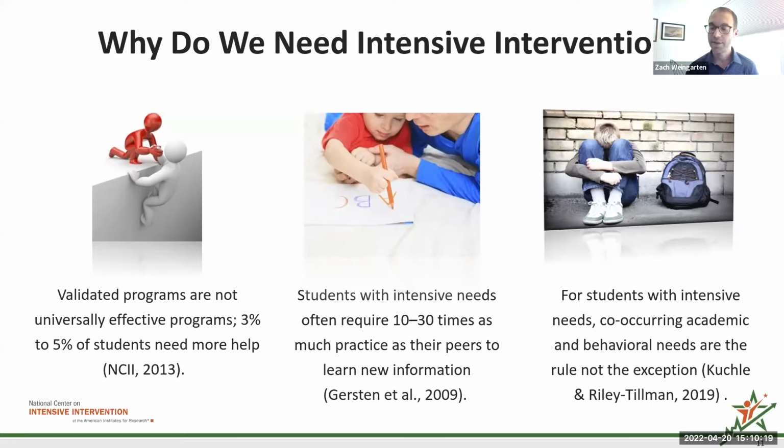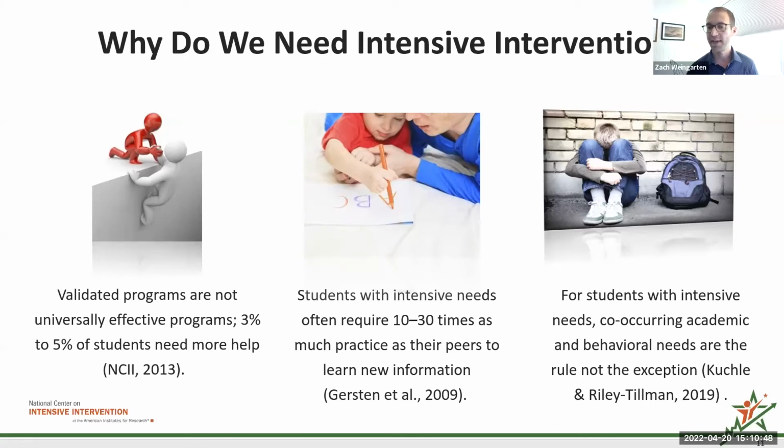Next, we know that students with intensive needs often require a lot more practice than their peers. It can be up to 10 to 30 times as much practice as their peers to learn new academic skills or new behavioral skills. So we need to provide a space for these students to have those practice opportunities and time for them to do that. So that's really where intensive intervention comes in, to provide access to that level of practice.